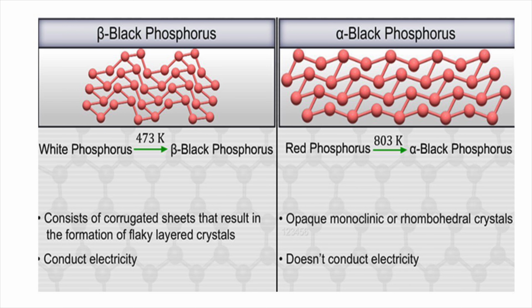There are two types of black phosphorus, beta and alpha. Beta black phosphorus is obtained by heating white phosphorus. Alpha black phosphorus is obtained by heating red phosphorus. Beta black phosphorus consists of corrugated sheets that result in the formation of flaky layered crystals. Alpha black phosphorus is opaque monoclinic or rhombohedral crystals. Beta black phosphorus conducts electricity, whereas alpha black phosphorus does not conduct electricity.